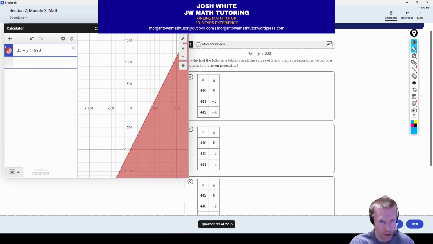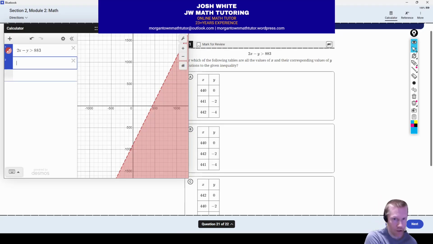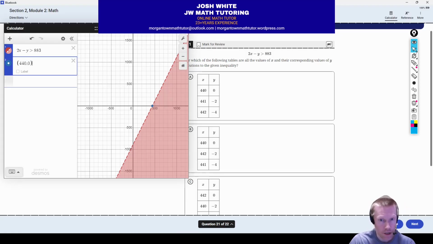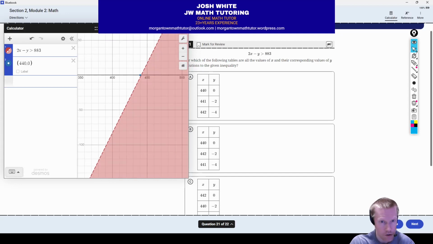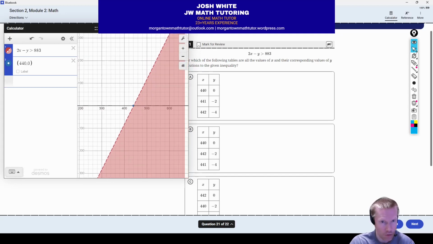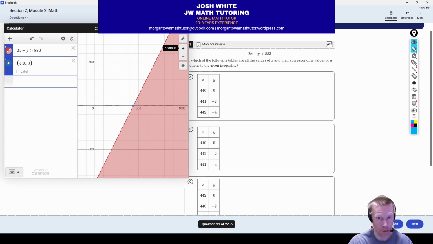Yeah, see, it's like way over here. And now, what we could do is just start typing some points. So notice 440. Now, you have to zoom in here because when I'm zoomed out, it looks like it's actually on the border. Now, even if it was on the line itself, it still wouldn't be true because it's strictly greater than.